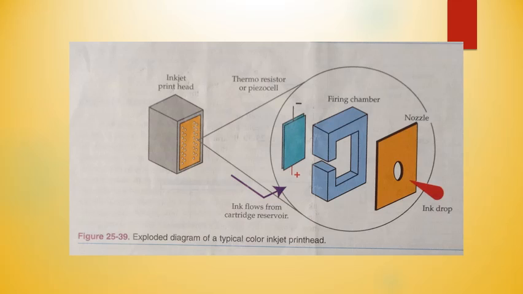The operation is simple. The ink flows into the firing chamber from the ink cartridge reservoir. When an electrical pulse from the computer enters the thermal resistor, the ink in the firing chamber is instantly heated to over 600 degrees C or centigrade. The extreme heat expands the ink in the chamber, causing it to fire through the nozzle onto the paper. As the chamber cools, a vacuum is created, which draws more ink into the firing chamber from the ink cartridge reservoir.